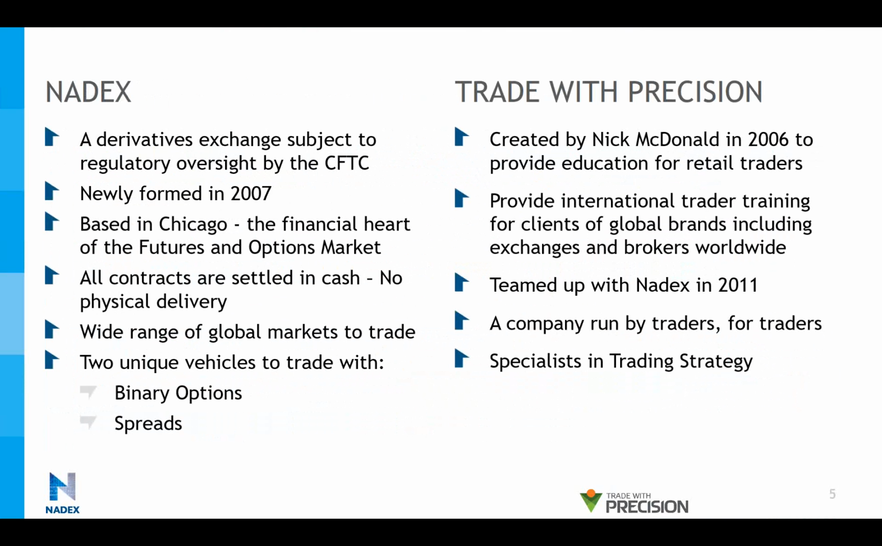No physical delivery. You don't have to fear that suddenly some kind of lorry pulls up your driveway and you have to take physical delivery of any market that you have traded in the past. Markets being traded on Nadex include a wide range of different global markets. We listed the asset classes already in the risk disclaimers. And how can you trade here at Nadex? Well, you have two unique vehicles to trade those markets: binary options and spreads.